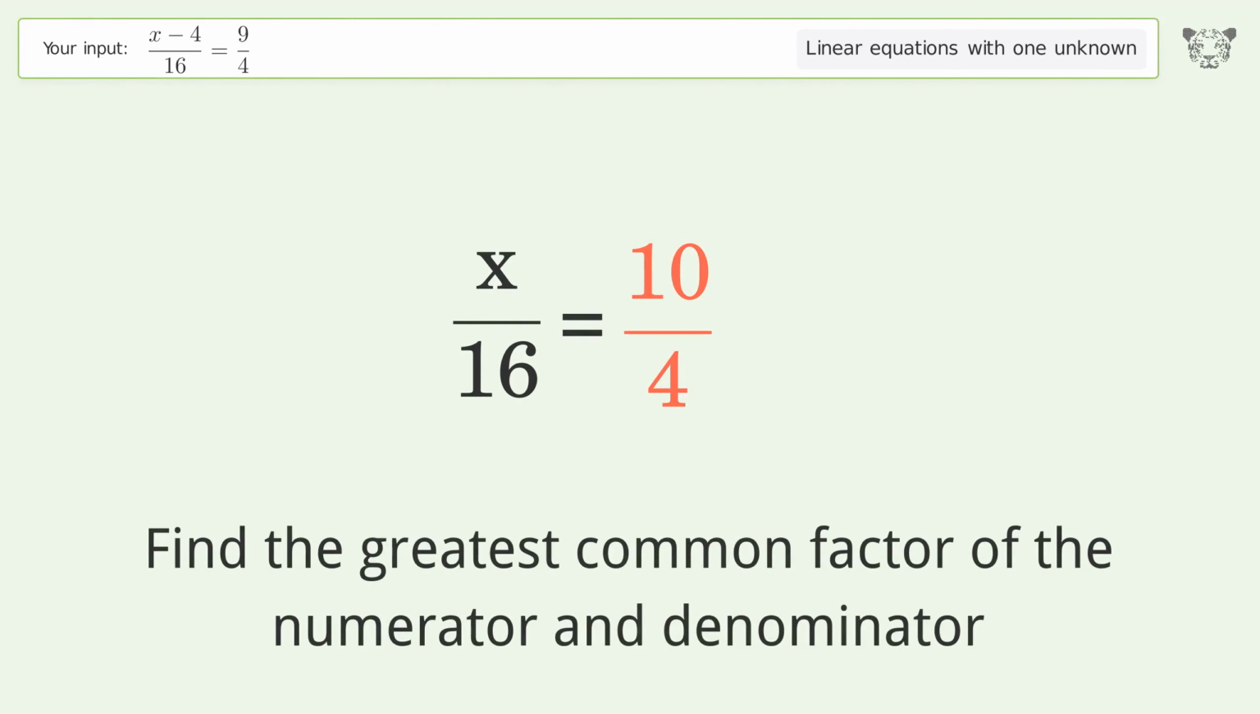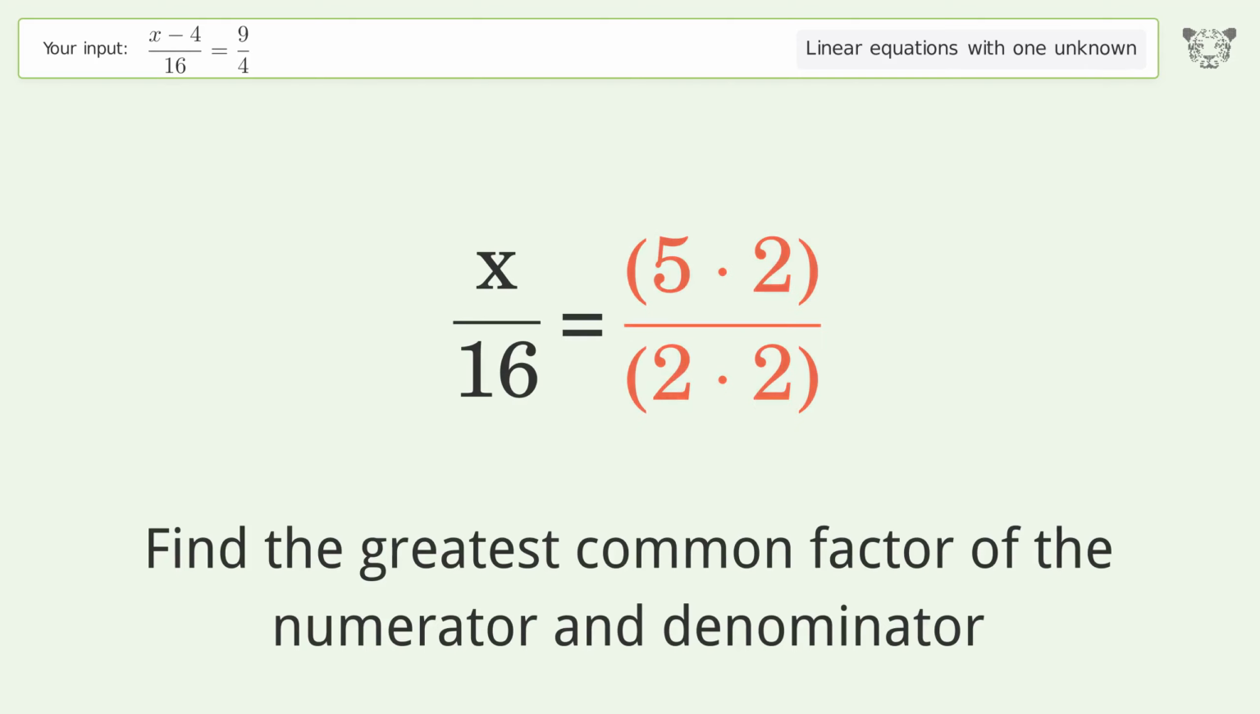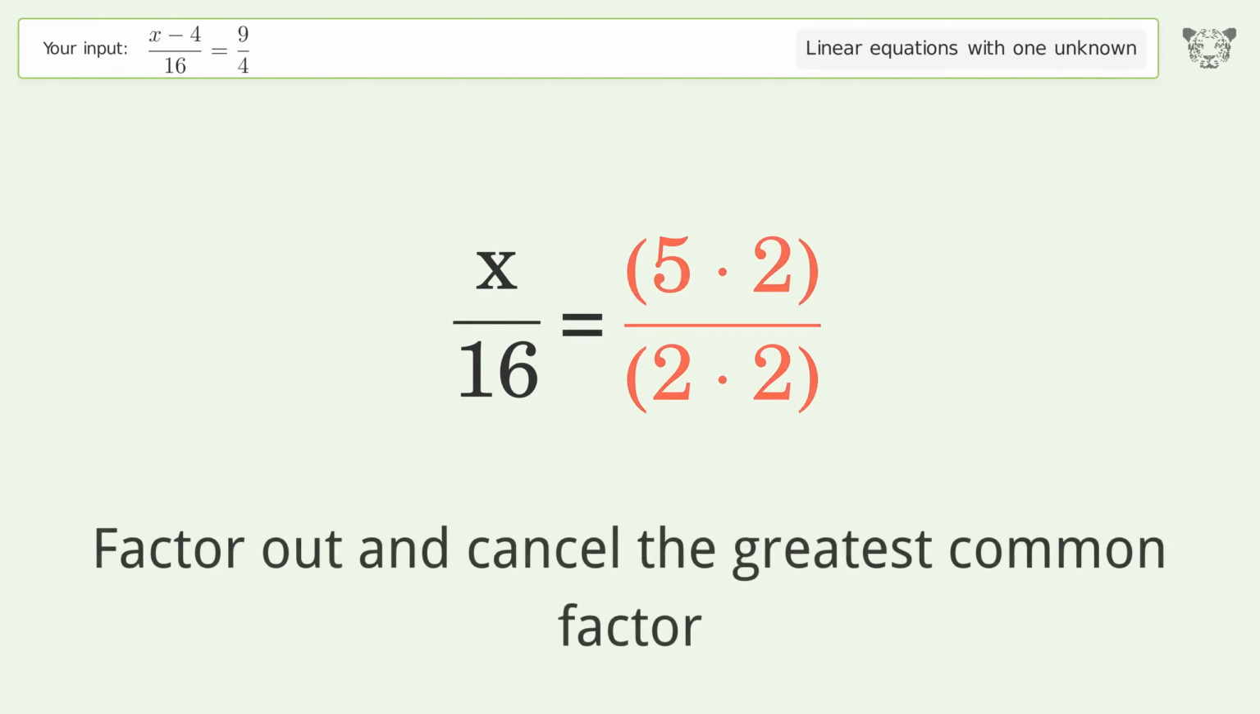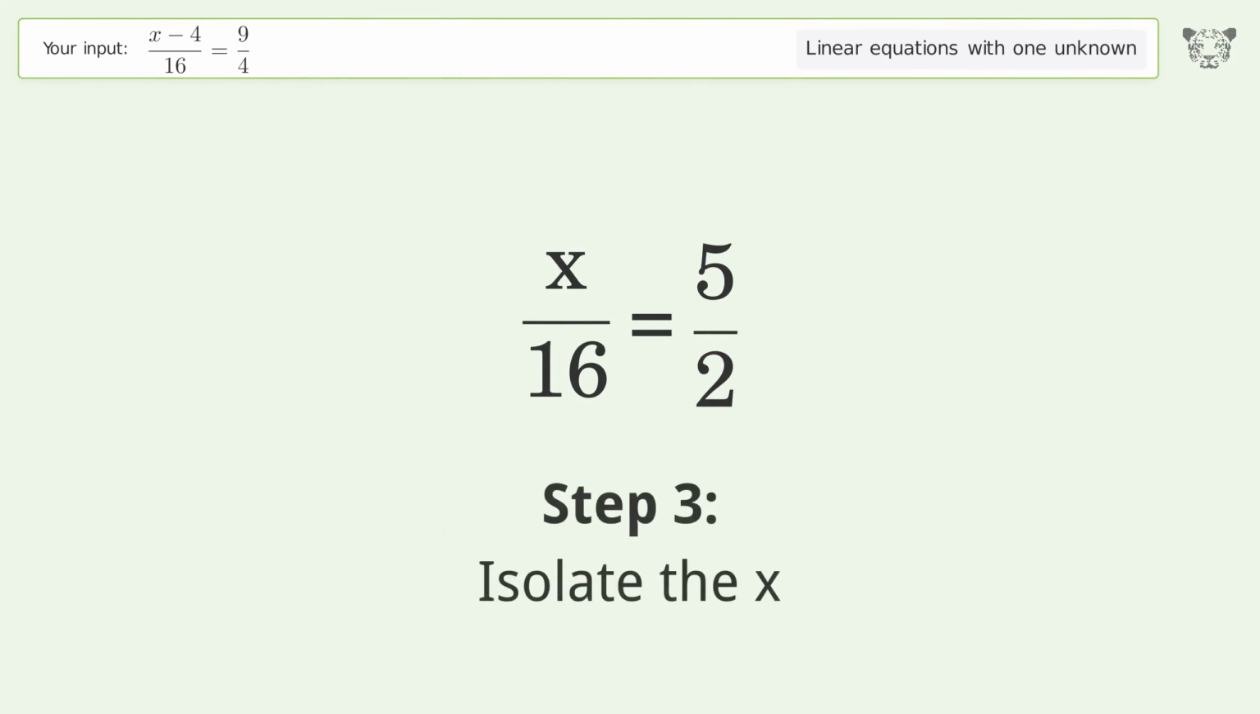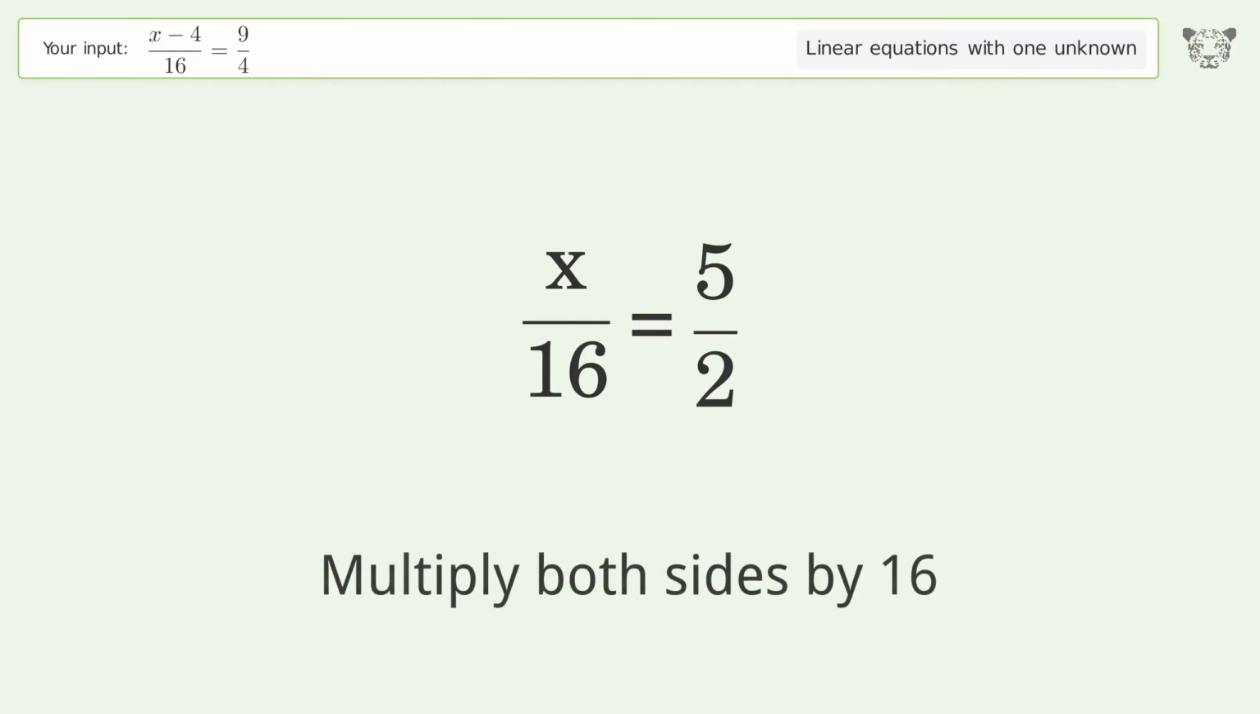Find the greatest common factor of the numerator and denominator. Factor out and cancel the greatest common factor. Isolate the x. Multiply both sides by 16.